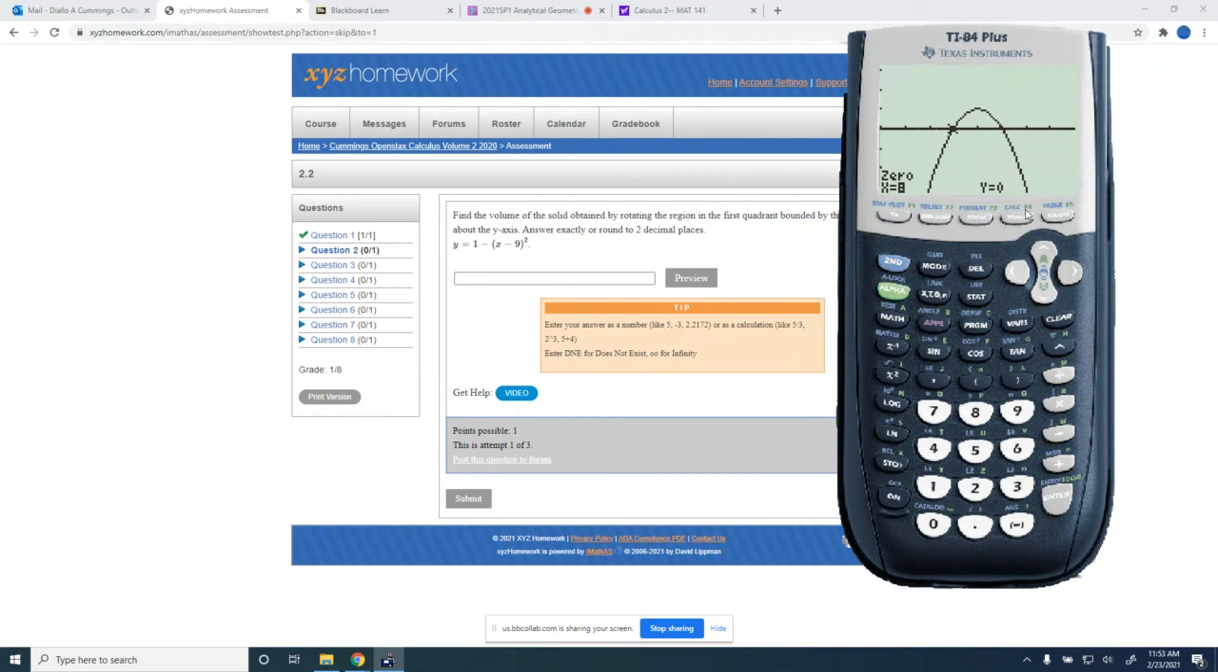We can find the other 0 in a similar fashion. I want to go into calculate. I want to calculate the 0. I want to set a left bound, so I'm physically going to set a point to the left of my 0. I want to set a right bound. For guess, I'm going to hit enter. And we have an intercept of 10. So those are our limits, 8 and 10.